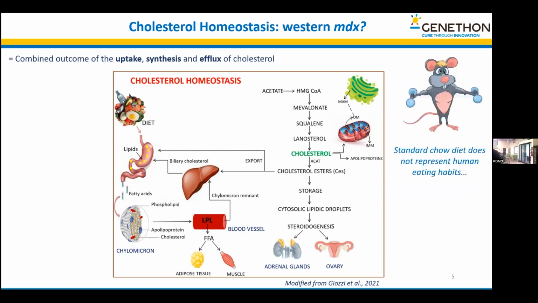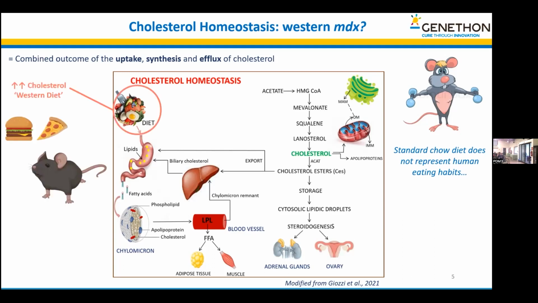The thing is that when we look at the MDX mouse model or any muscular dystrophy mouse model, the diet does not really represent the eating habits of humans or patients, because unfortunately we do not eat as well as our mice. So one common thing to do, in the context of studying lipid metabolism, is putting mice on what we call a Western diet, which is a high-fat diet. And that was exactly what we did.